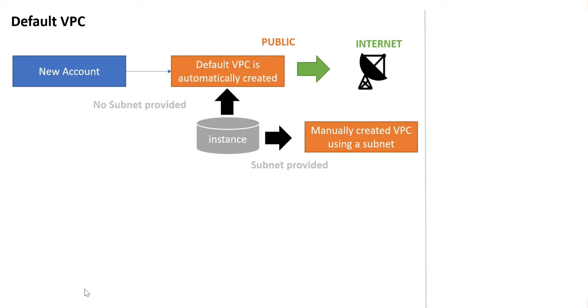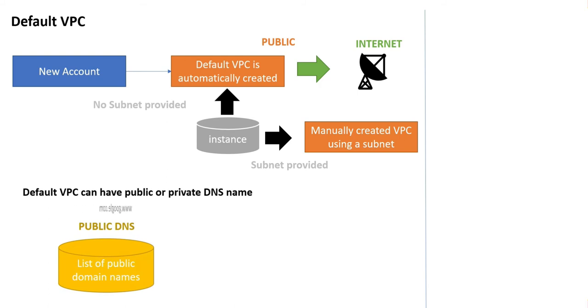Now it is important to understand what type of DNS you can create in this VPC. In the default VPC you can have public or private DNS names. So what are DNS names? In short, I'll explain. There are two types of DNS. Public DNS: here there is a list of domain names, all in the public registry. For example, google.com, yahoo.com, amazon.com, flipkart.com. All of these are publicly accessible over the internet, registered in the public DNS registry.